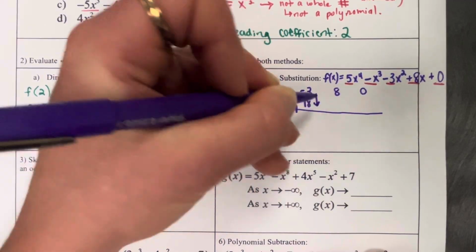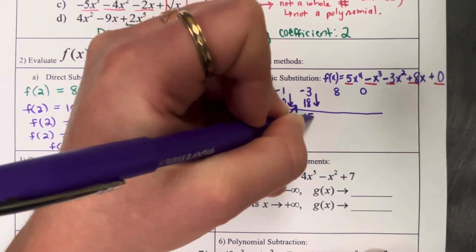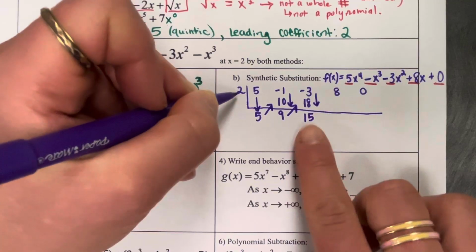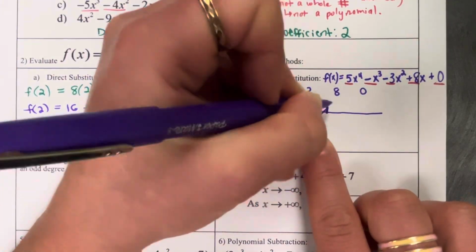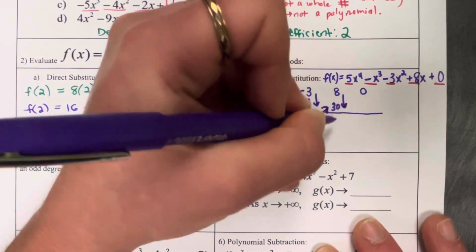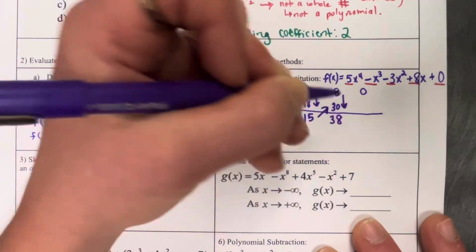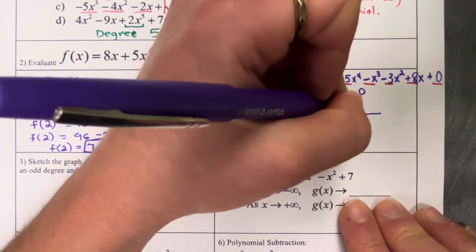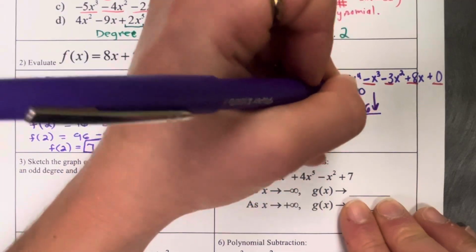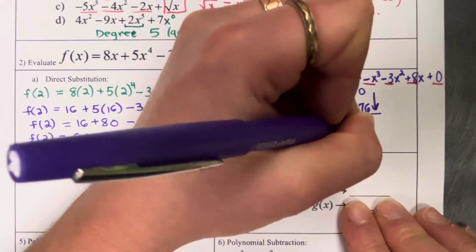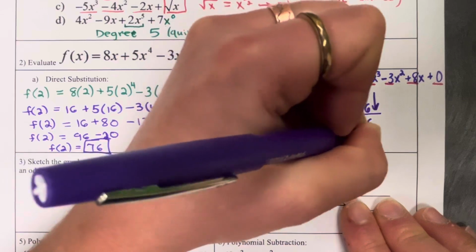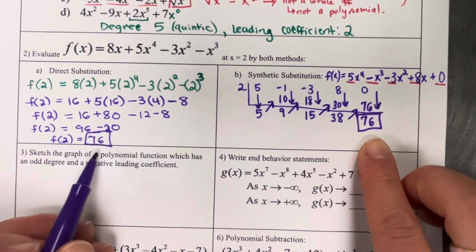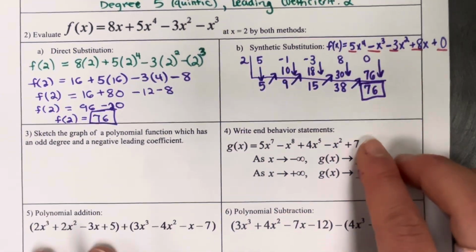And then we bring down 18 minus 3, 15. And then we multiply 2 times 15, that gives us 30. 30 plus 8 gives us 38. And then we do 2 times 38, that is 76. And then we do 0 plus 76, that gives us 76, which is exactly what we got with direct substitution. So we did that correctly.